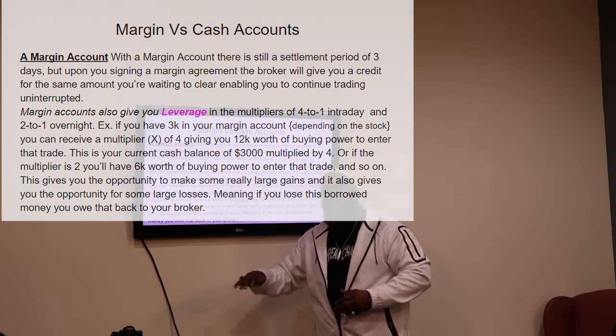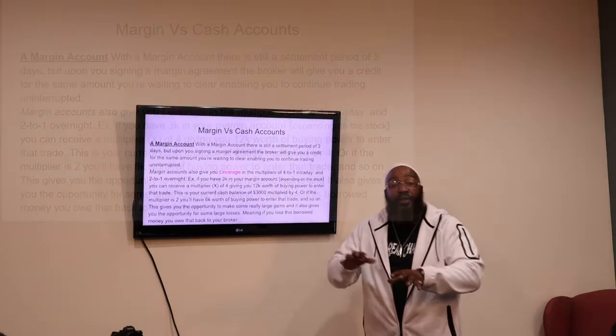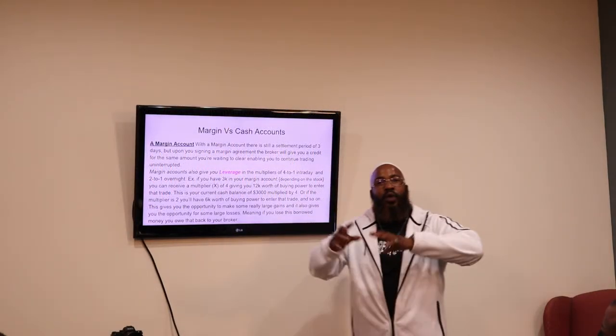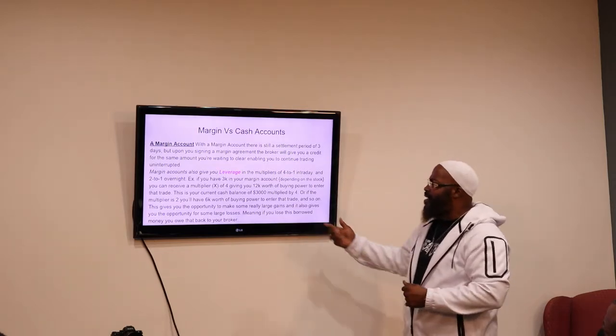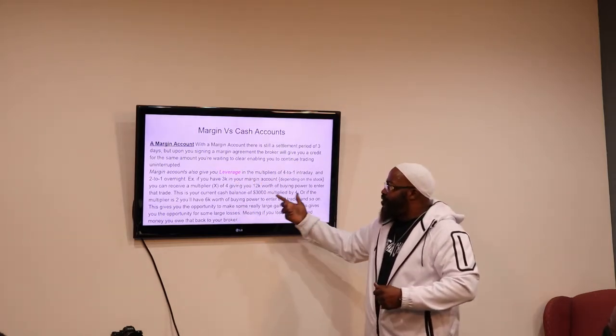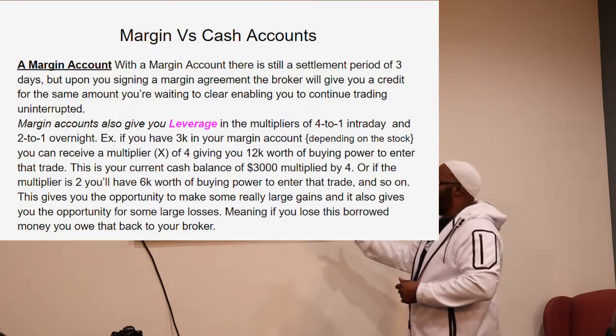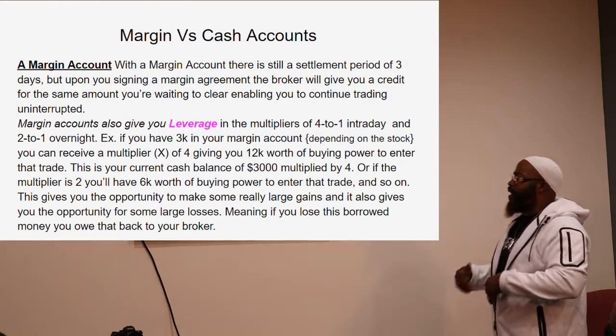Or if the multiplier is 2, depending upon the broker, depending upon the stock. Some stocks are riskier than others, so they reduce the amount of leverage they allow you to have on that. If it's 2, then 3 times the 2 will be the 6, giving you $6,000 of buying power to enter that trade, and so on.